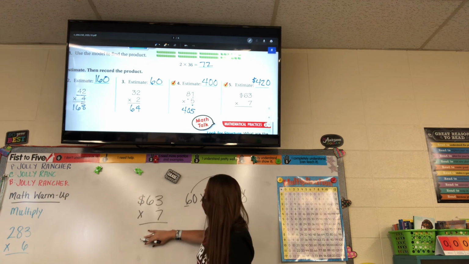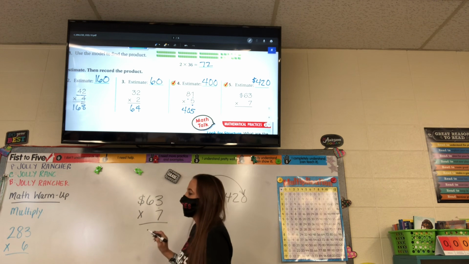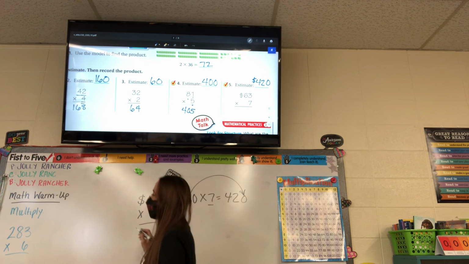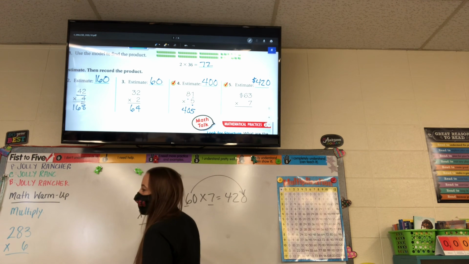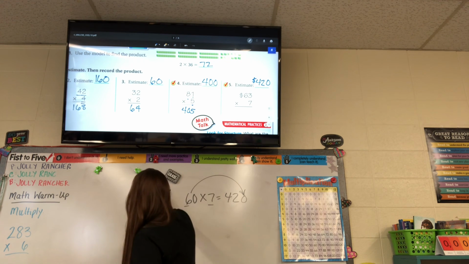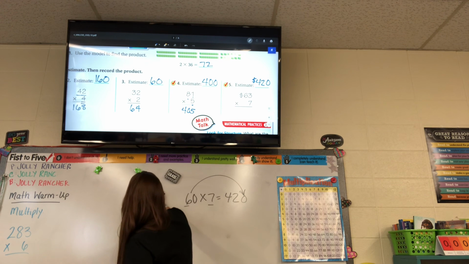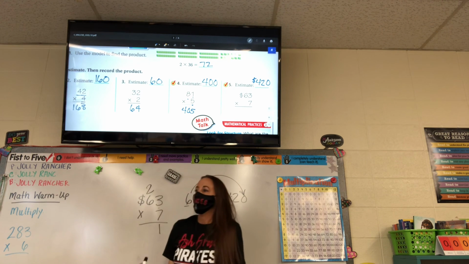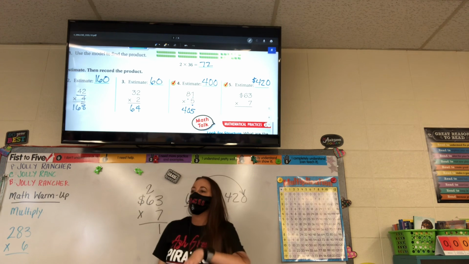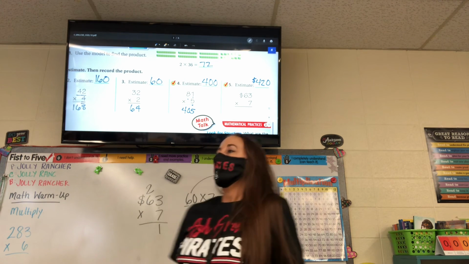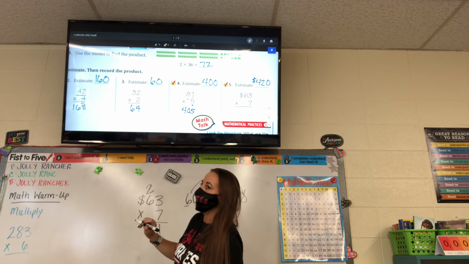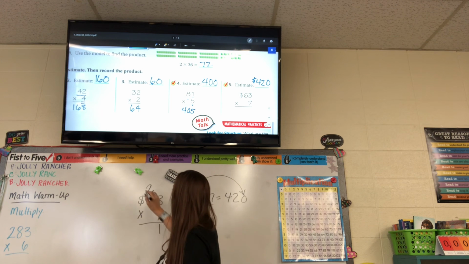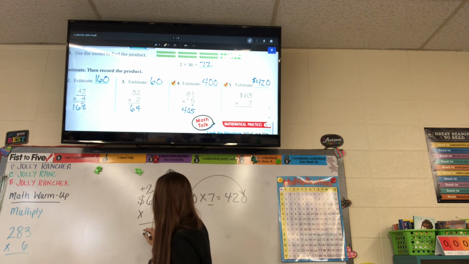Zing, what two numbers do I multiply together first? 7 times 3, and that equals 21. So what do I put down here? A 1, and what do I carry up here? Beautiful. Good job, Zing. After you finish this problem, you can give yourself a point because you did great on that. Brinley, what do I do now? Multiply 7 times 6, which is 42, and then what do I do? Add 2 more, which is 44.